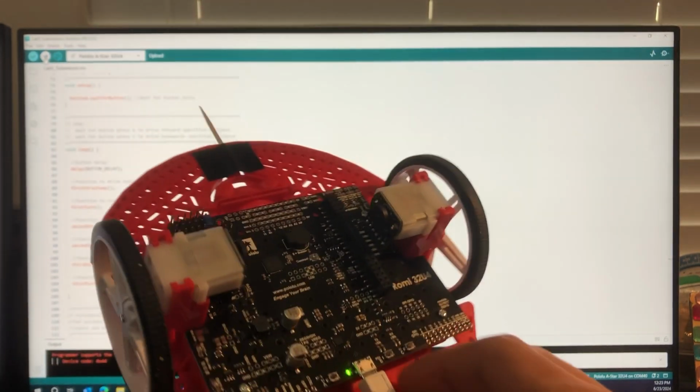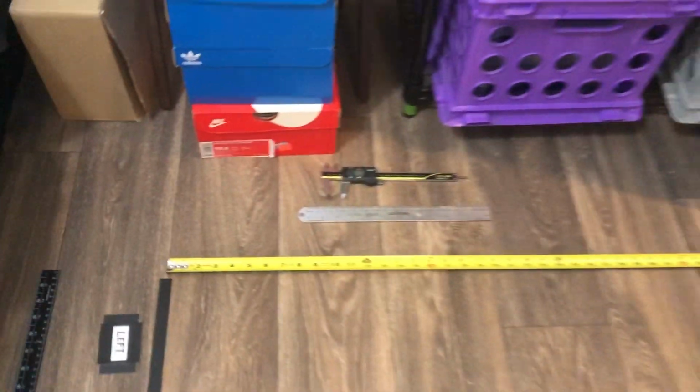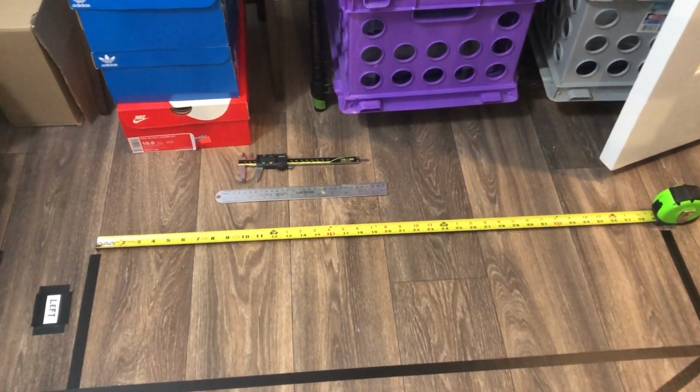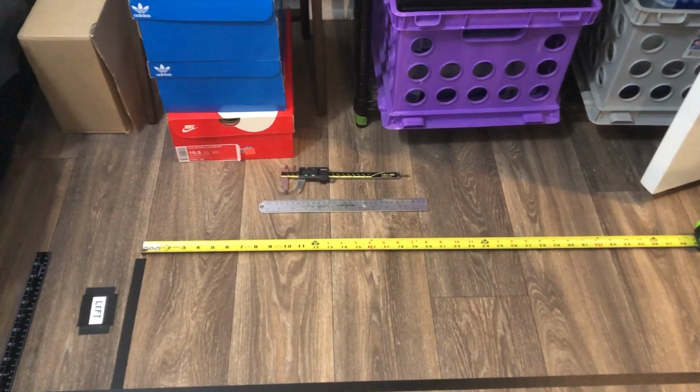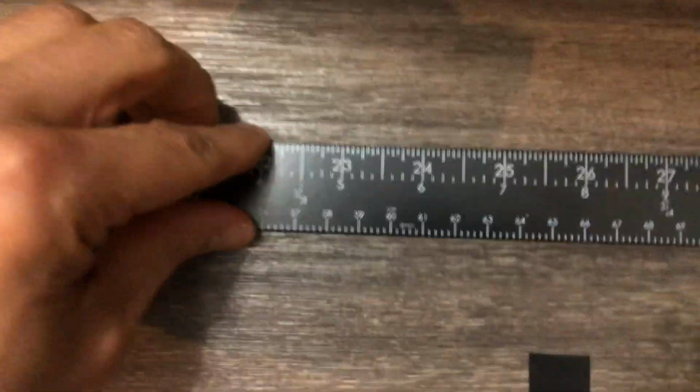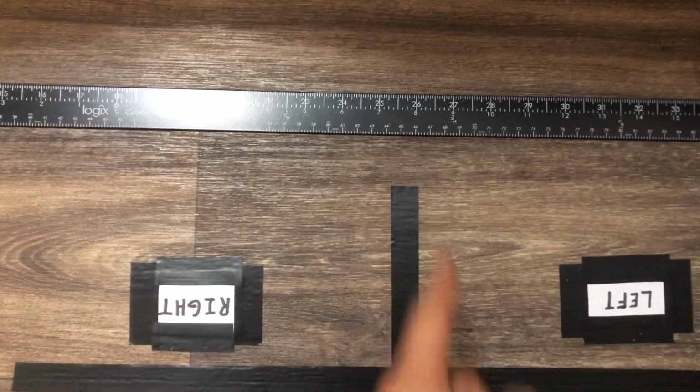Okay, we're done uploading. So real quick, I'll show you the course and what's going on here. So this tape measure here represents, I believe, side A of the triangle. It's 100 centimeters. It's hard to see this, but this black ruler represents, if you go back to the center, you can kind of see it is, let me move this just a tiny bit, it's roughly 65 centimeters. So from here to this middle point, 65 centimeters.